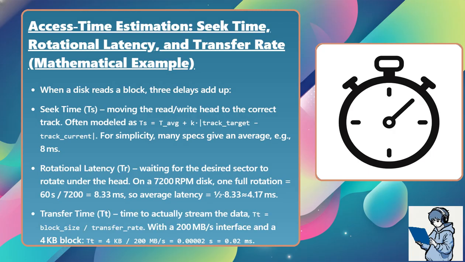Transfer time, TT: time to actually stream the data. TT equals block size divided by transfer rate. With a 200 megabytes per second interface and a 4 kilobyte block, TT equals 4 kilobytes divided by 200 megabytes per second equals 0.00002 seconds equals 0.02 milliseconds.